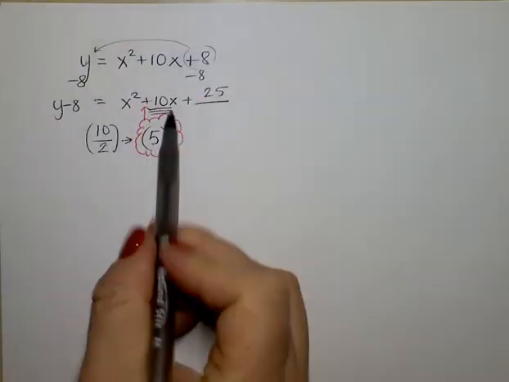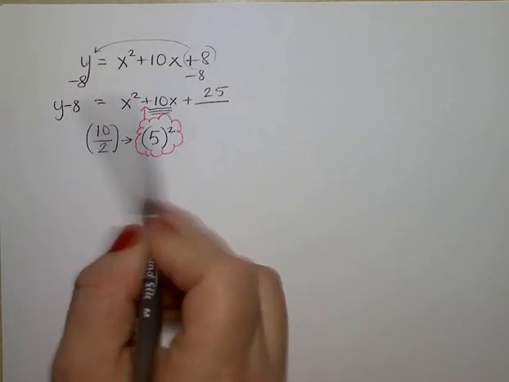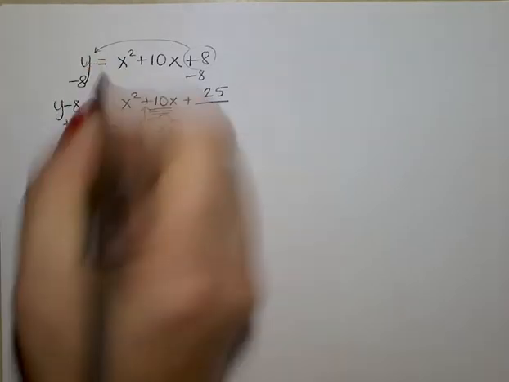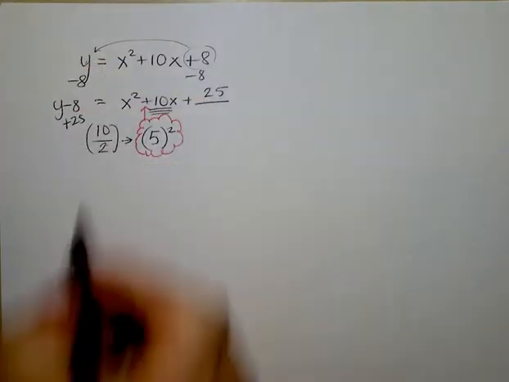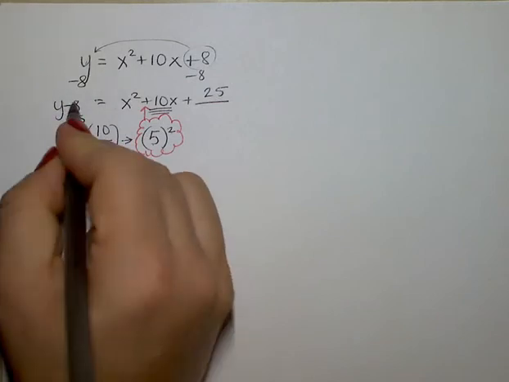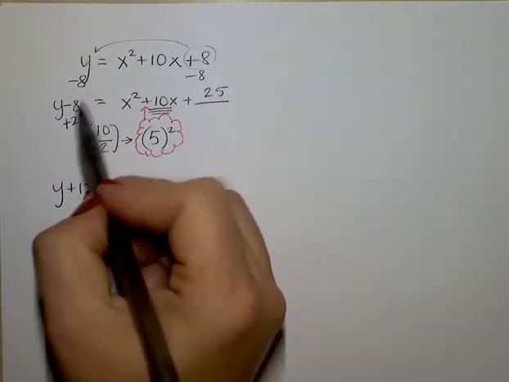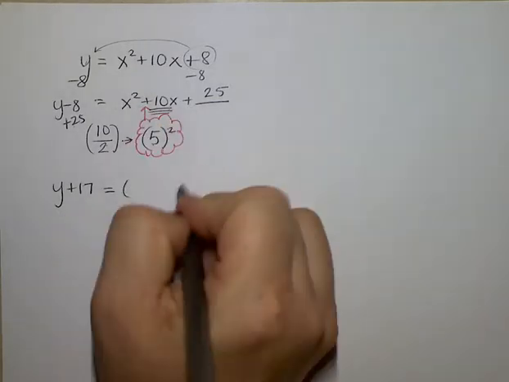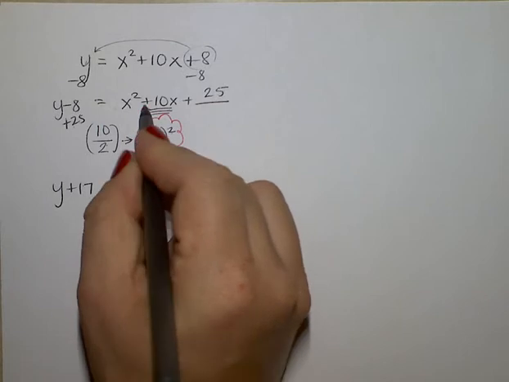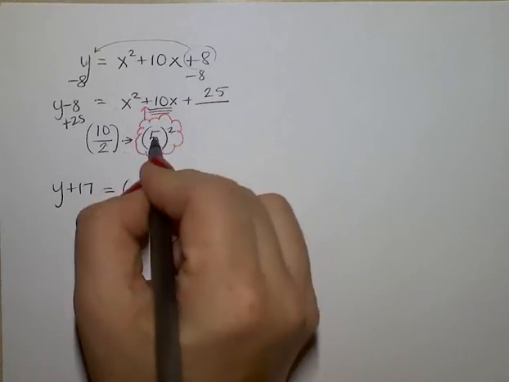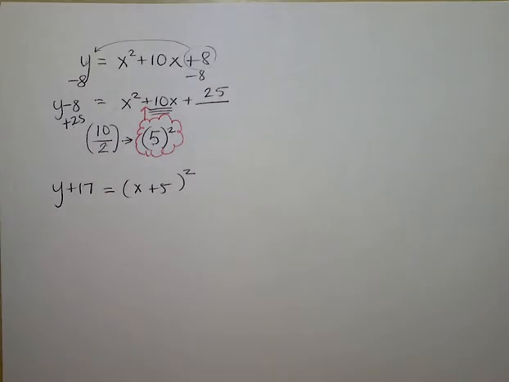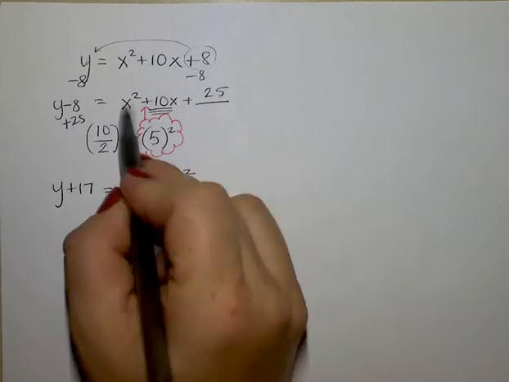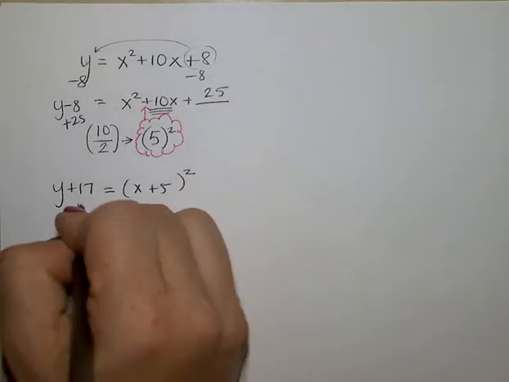Notice that we have an equation, and we have to keep it balanced for the equation to work. I just added 25 to the right, so I must also add it to the left to keep the equation balanced. Now on the left, I combine like terms, and I have y plus 17, different sign subtract, keep the sign of the larger number. And on the right-hand side, I get to rewrite this. X plus 5, quantity squared. This is another way to write this trinomial. Now I move 17 back to the opposite side by subtracting.